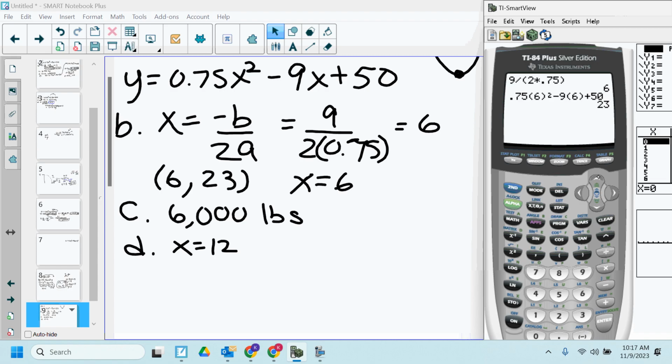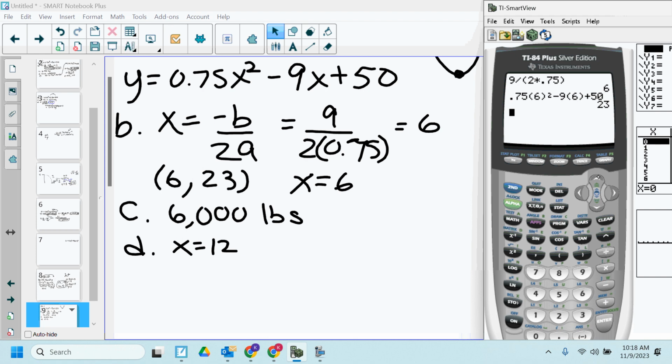How do we get 6,000? Yeah, you found minus b over 2a for your vertex. So that's it. What if it's upside down? Then it would be a minimum. It might say what word instead.